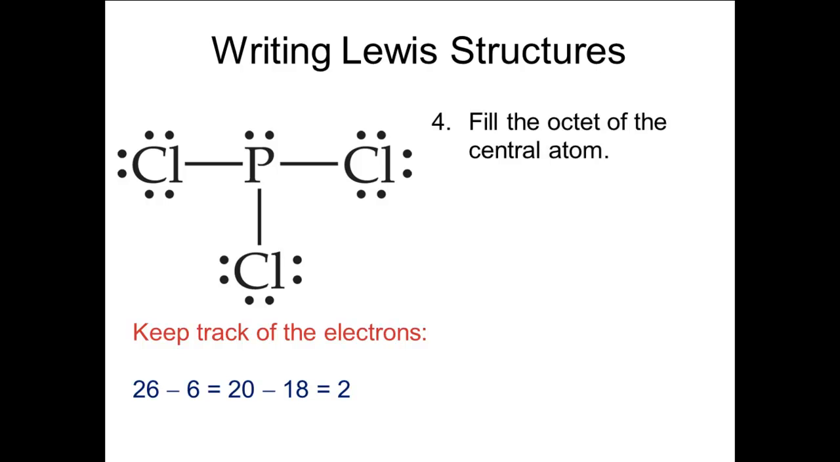If we still have electrons, we add them to the central atom. In the example, the 2 remaining electrons add to the phosphorus to fill its valence shell. The structure that is produced has the correct number of electrons, and everything has a filled shell, an octet.